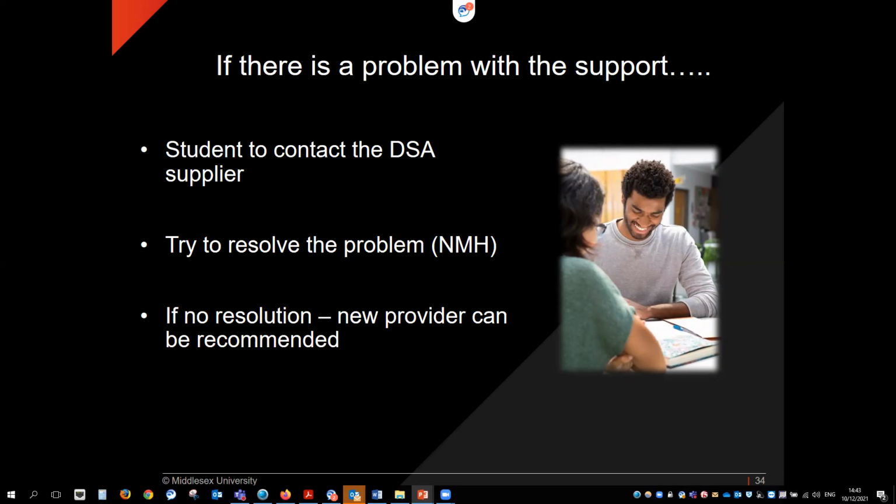Now, if a resolution hasn't been found and the student is still unhappy, then we as an assessment center can make a recommendation for a new supplier. So we would have to send quotes to the DSA for 2 new suppliers, but the student needs to inform the DSA that they are not happy with the support that has been provided to them. And this is for one-to-one support and for taxi. For equipment, they can't change the supplier that easily. If the equipment has been supplied to them, they have to work with that supplier. Okay.